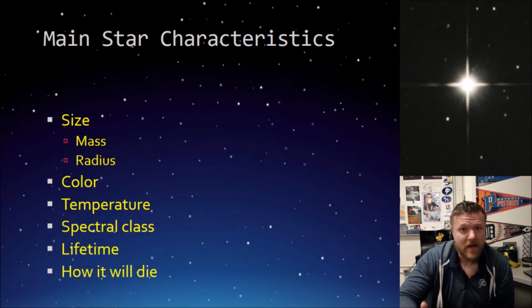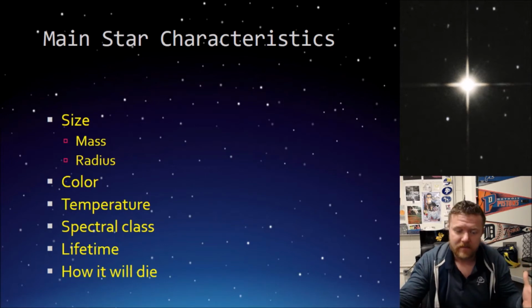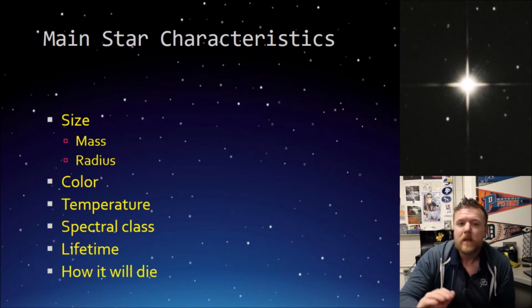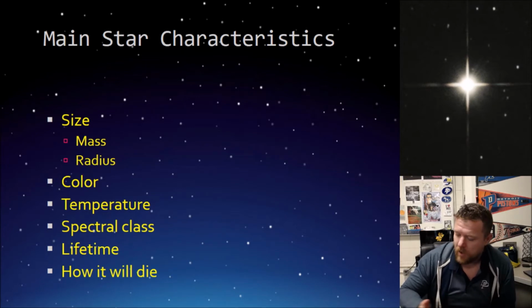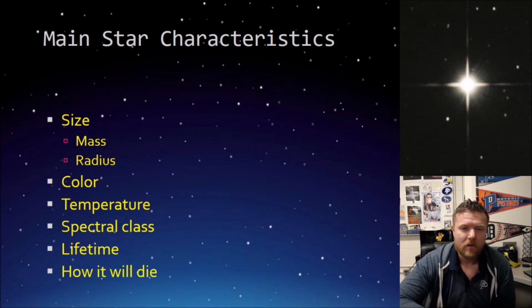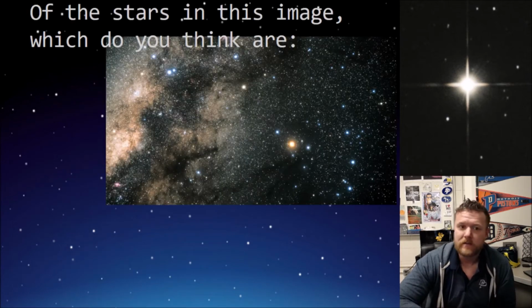Size, both the mass and the actual radius size. Color and temperature, two things that are closely related. Spectral lines, which we looked at with spectrum analysis. How long is that star going to last? And then how is it going to die? All things that we're going to be looking at over the next couple weeks.